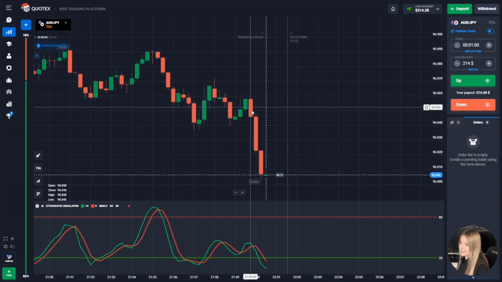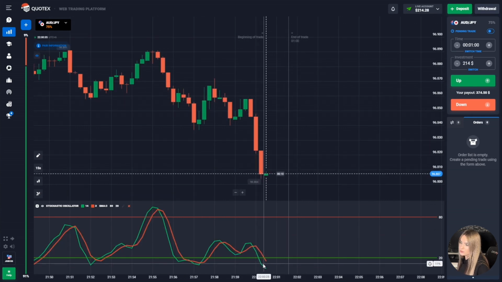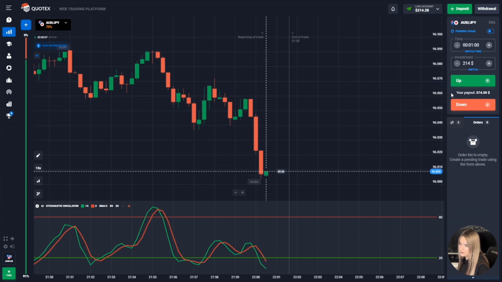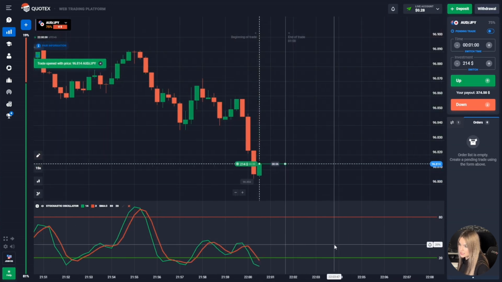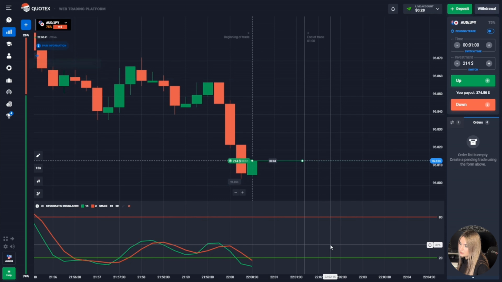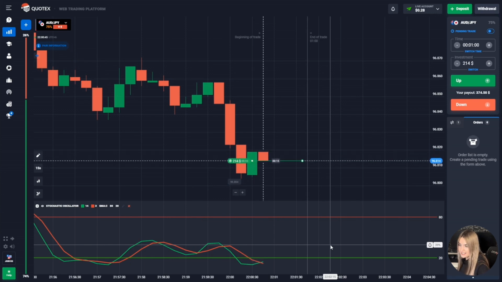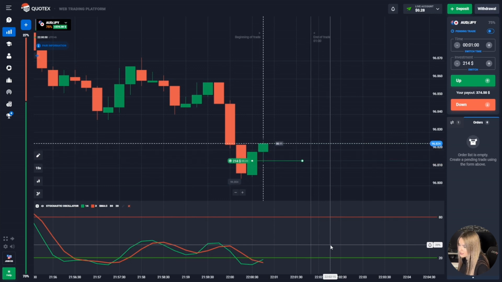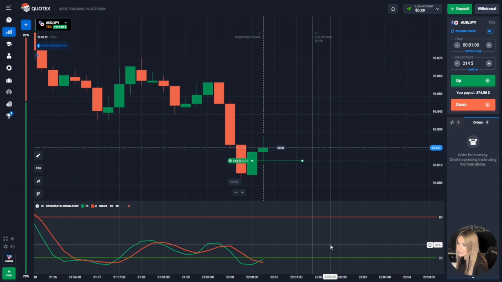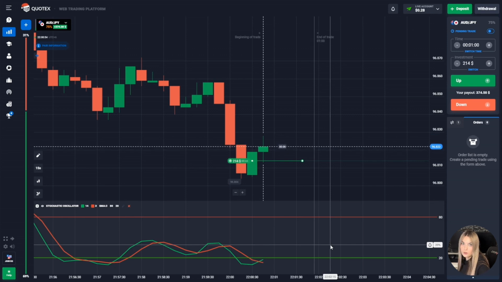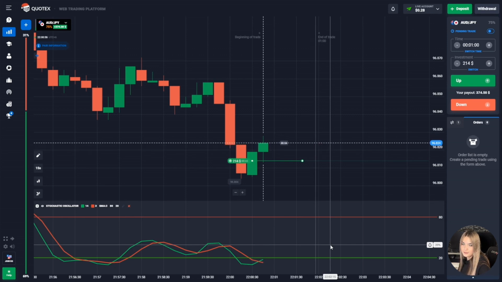Three large red candles forced the moving averages to cross the green line. We will open a deal up. The decline occurred impulsively, and we have every reason, guys, to assume that the price will roll back soon. And the indicator also gave us a clear signal for the price to go up. So guys, let's wait for the result.